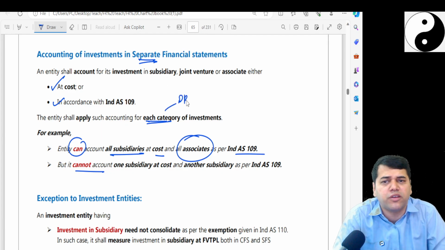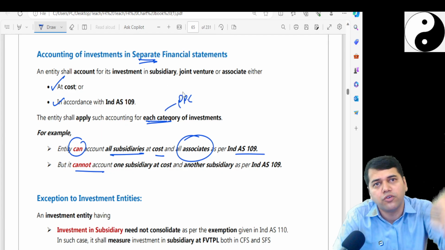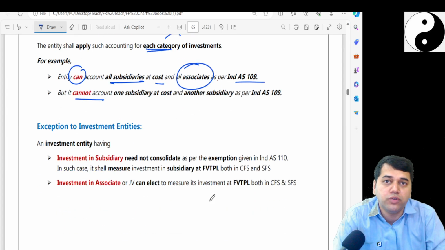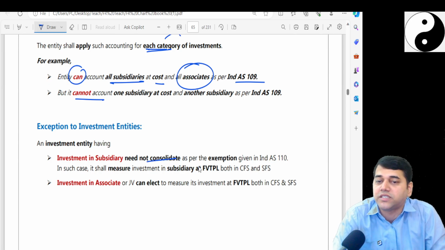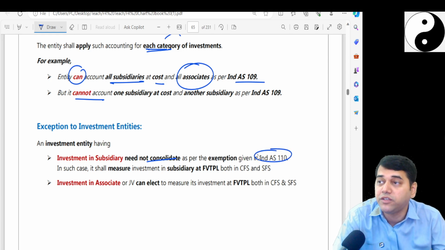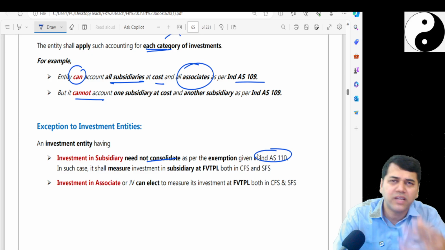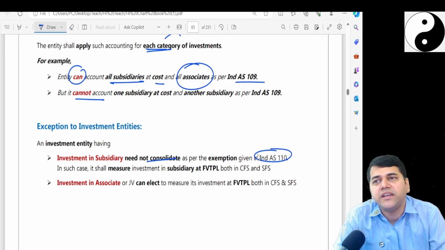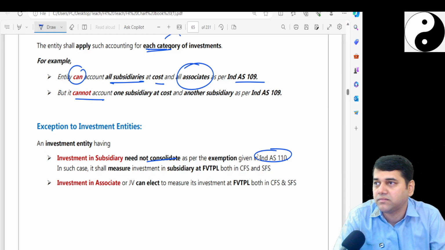That is like PPE also, we have seen that. Revaluation, if you go, you have to go for the entire class. Now, there is one exception for investment entities. An investment entity having investment in a subsidiary need not consolidate, because in 110 we are going to learn there is one exemption given to investment entities. I will tell you the logic behind it in simple language right now. Investment entities, like for example LIC.